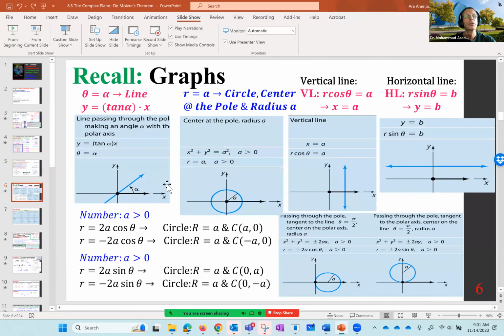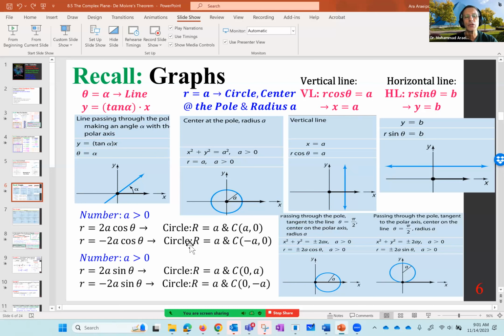Various graphs were discussed. If theta is a constant, then we are dealing with a line which goes through the origin, y equals tan alpha times x. r equals a represents a circle. r cosine theta equals a represents x equals a, a vertical line. r sine theta equals b represents a horizontal line, y equals b.